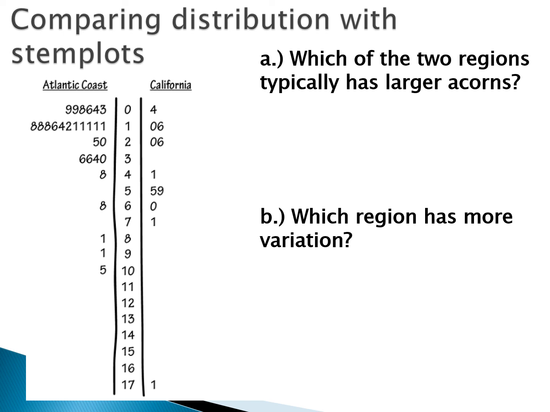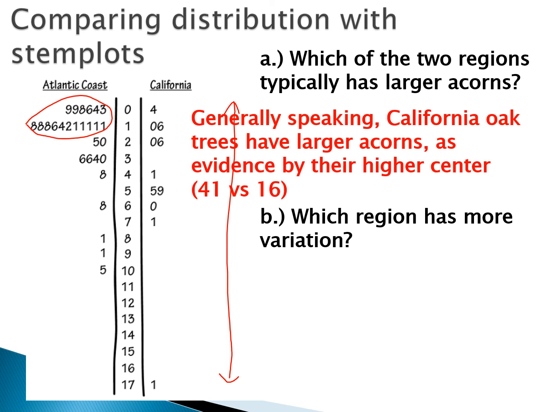Which of the two regions typically has larger acorns? We want to look at the whole data set. When we look at the Atlantic coast, we can see there's a bunch of data up here in a smaller range. California's way more spread out. So we're going to say California has the largest acorns. It would have a higher center. The middle for California is going to be about here. I'm using the median, where the middle for Atlantic is somewhere in that batch.